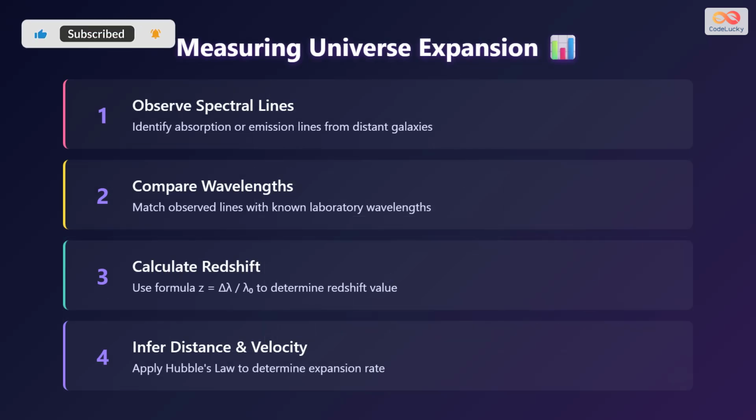So how do astronomers actually measure the expansion of the universe? The process involves 4 key steps. First, we observe spectral lines from distant galaxies. These are specific wavelengths of light absorbed or emitted by elements in the galaxy. Second, we compare these observed wavelengths with the known wavelengths measured in laboratories here on Earth. Third, we use the redshift formula to calculate exactly how much the light has been stretched. Finally, we apply Hubble's law to determine both the galaxy's distance and the expansion rate of the universe. This powerful method has revolutionized our understanding of cosmic evolution and confirmed that we live in an expanding universe.